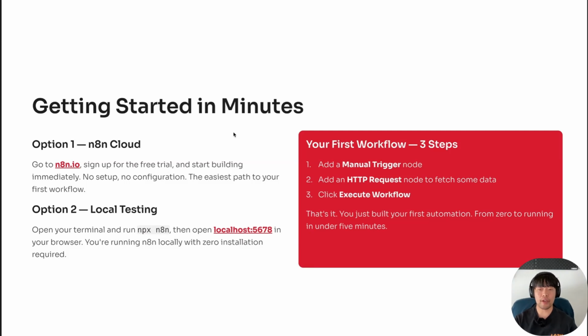So your very first workflow can be done in 3 steps. Add a manual trigger node, ask for information through an HTTP request, execute the workflow, and it gives the data back to you. That's it. You just built your first automation.